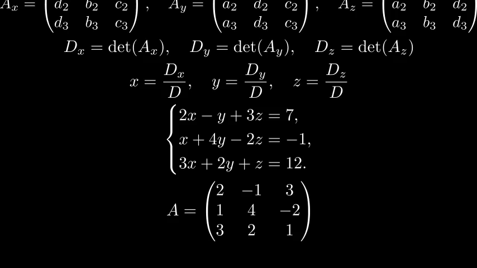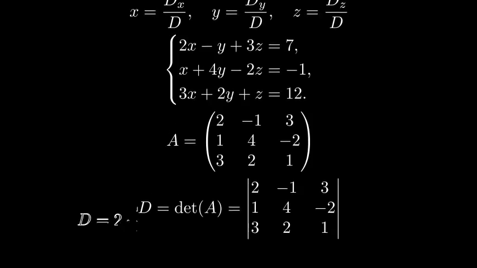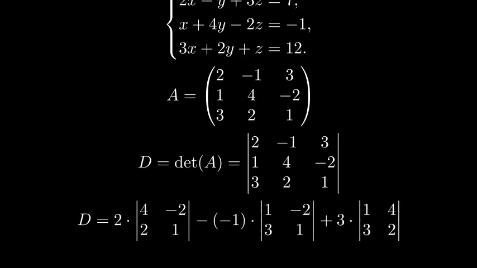Step 2. Let's calculate the determinant of matrix A. We'll use the cofactor expansion formula. Let's break it down step by step. Using the cofactor expansion formula, we have D equals 2 times the determinant of the submatrix formed by removing the first row and first column, minus -1 times the determinant of the submatrix formed by removing the first row and second column, plus 3 times the determinant of the submatrix formed by removing the first row and third column.